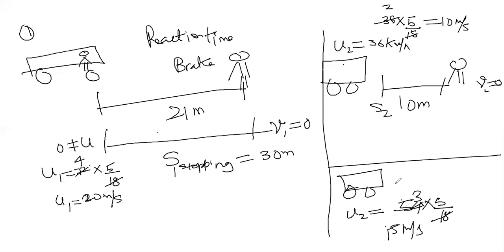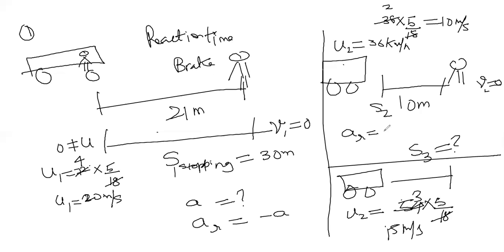If this was his velocity, what would be his S3? Understood the question clearly? How to solve this problem? We are not given acceleration, which is nothing but the retardation. It is minus a, which is common for all of these. In situation 1, situation 2, situation 3, retardation is common. That is the only thing which is not changing.